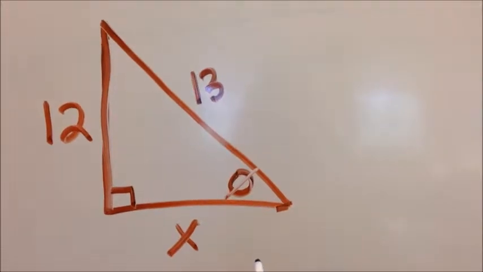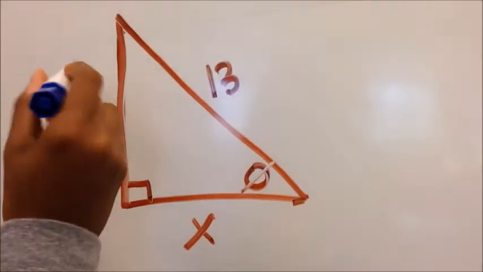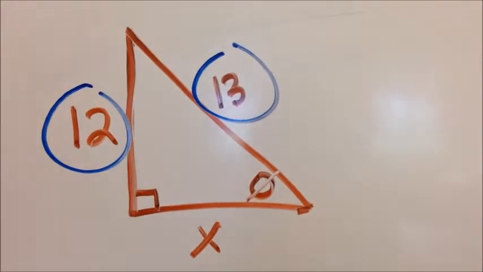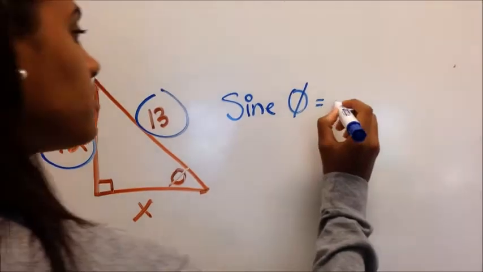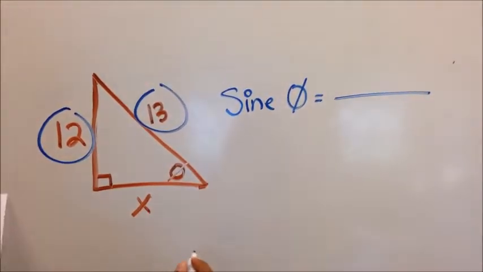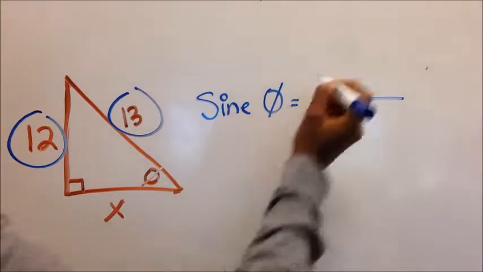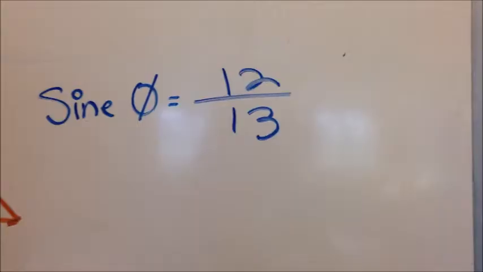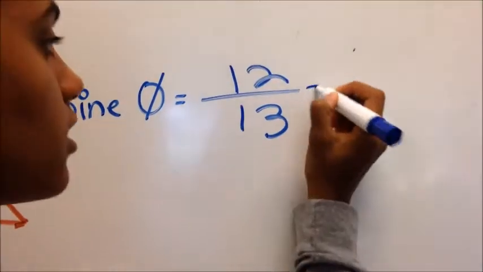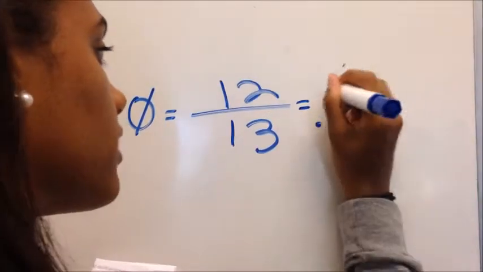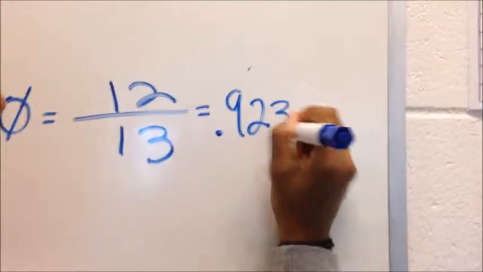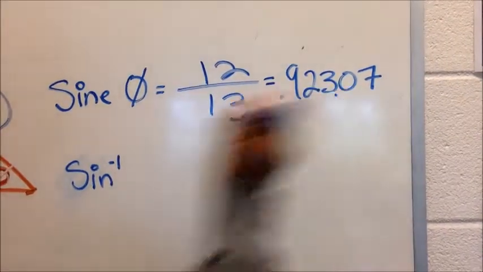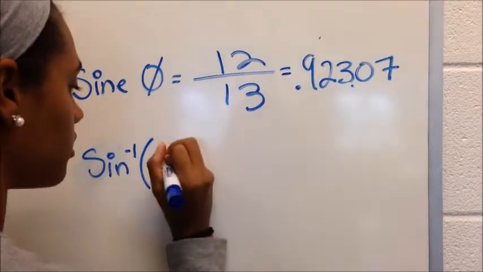To find the theta of the right triangle, in this case we are given the opposite over the hypotenuse, so we would use sine to find x. We know we're using sine. We set the equation up, and it's opposite over hypotenuse, so 12 will go on top, and 13 will go on the bottom. 12 over 13 equals 0.92307. So to find theta, you plug this number in to the inverse of sine.